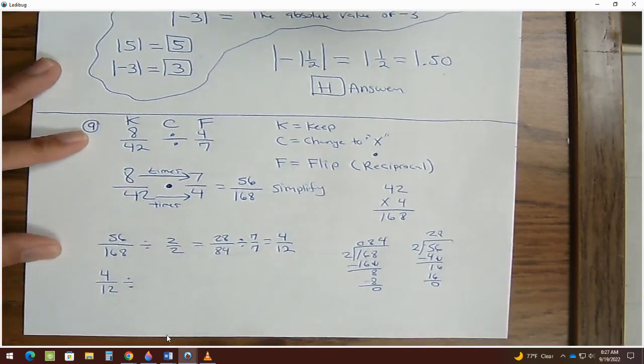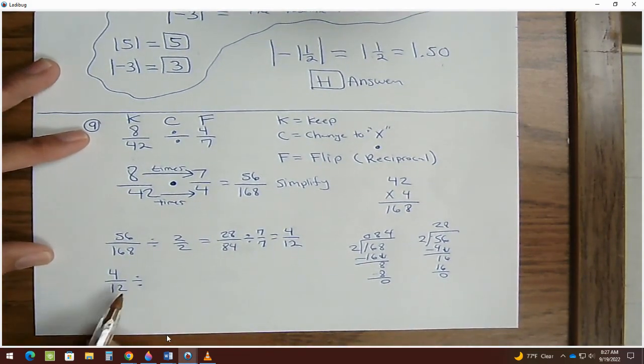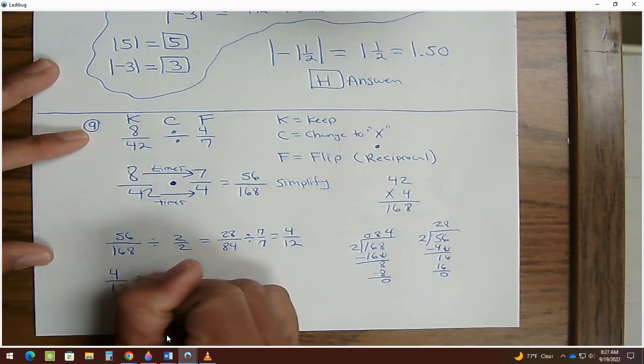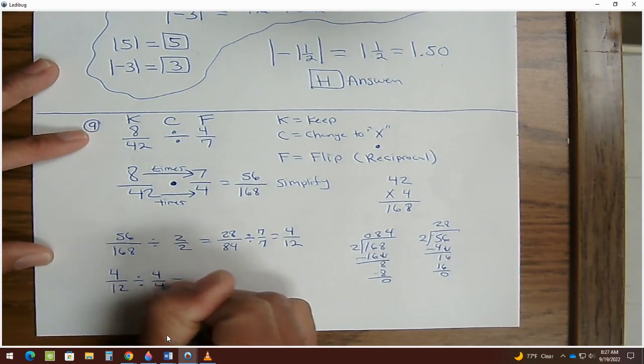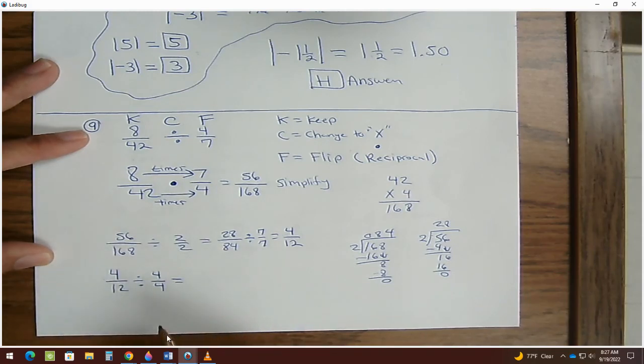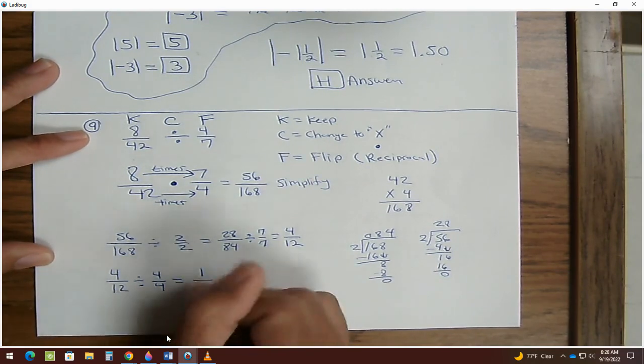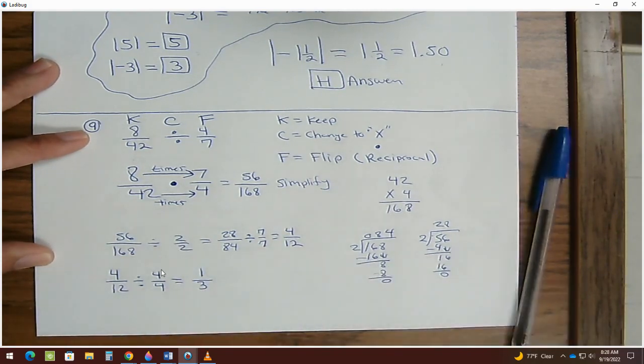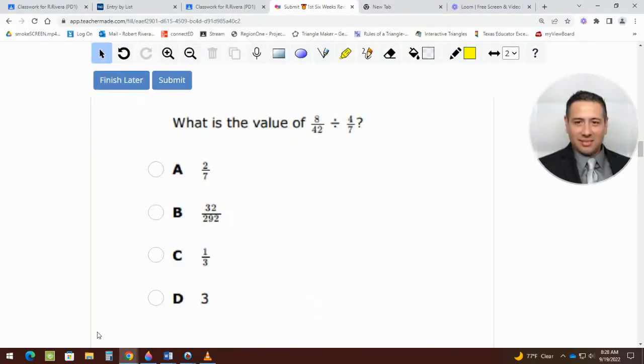What should we try now? What number can give you both of these? 2. Is there something bigger that can give me both of those? 4. I always try to find the bigger one. 4 divided by 4? 1. Now we can start doing mental math. 12 divided by 4? 3. Let me check if that one is there. Yes. The answer is letter C.